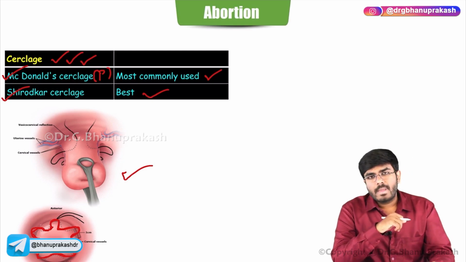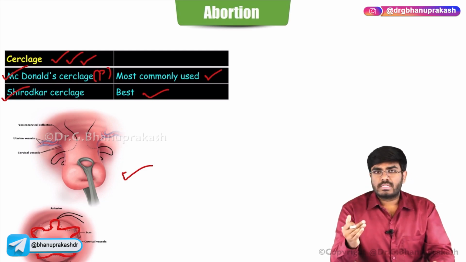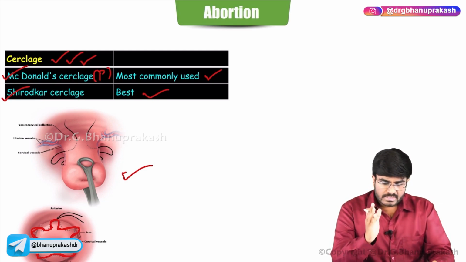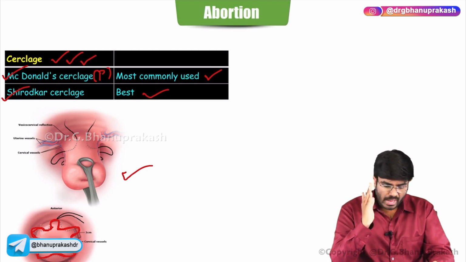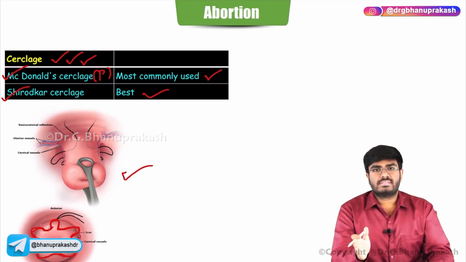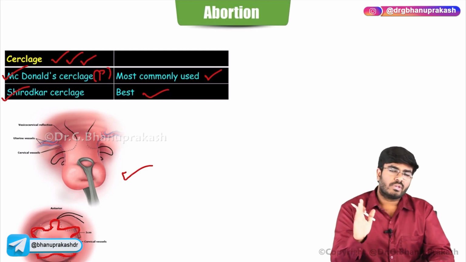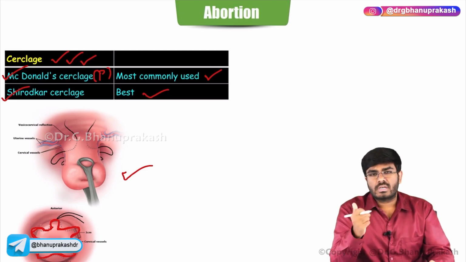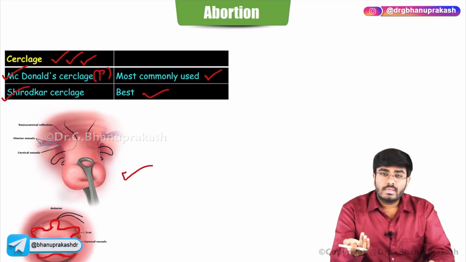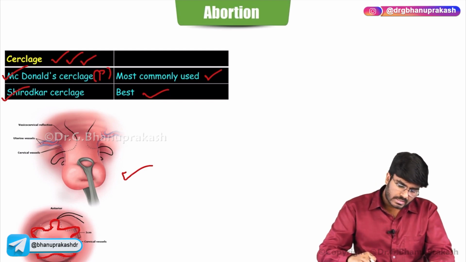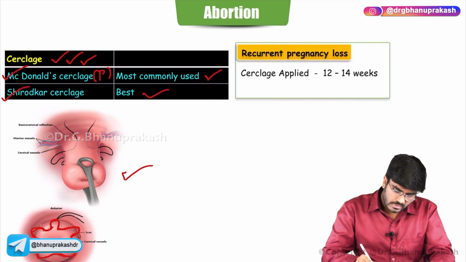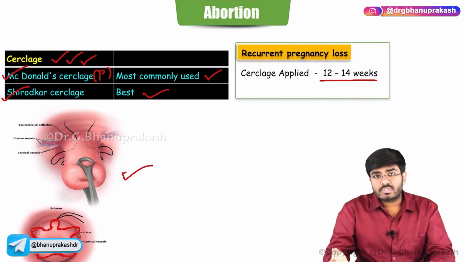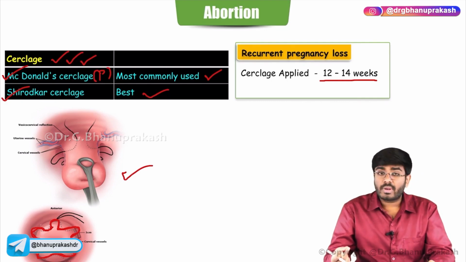Now question, when do we have to put the cerclage? Pregnancy has been diagnosed, and you have also diagnosed that this cervix is an incompetent cervix. Now when to put the cerclage? In the first trimester, second trimester, or when? You have to put this cerclage especially at 12 to 14 weeks. That's the second trimester. Actually you are applying the stitches in the second trimester, 12 to 14 weeks.